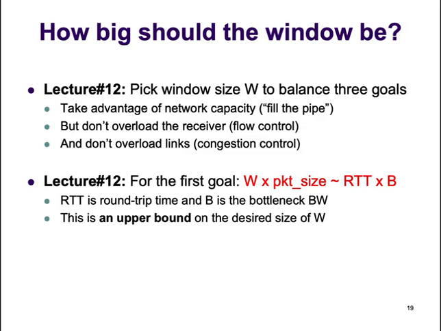Okay. If my window was sized to be that, I would be sending at the full capacity that the network is allowing me to as the sender. So this is an upper bound on the size of your window at the sender. You cannot possibly send more than that without dropping packets. But that was ignoring those second two goals of not overloading the receiver and not overloading the network. So we're now going to consider those two goals.